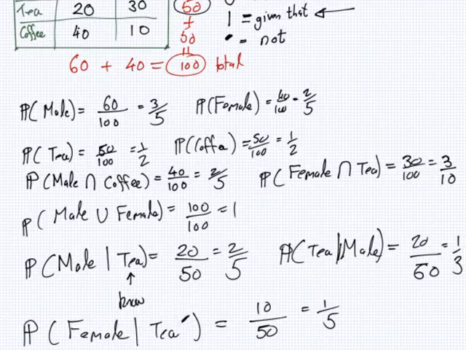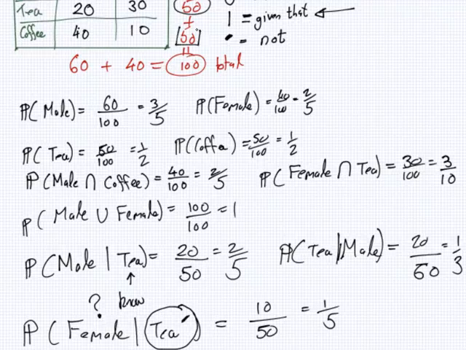But why is it out of 50? You're looking at the non-tea drinkers. Female, non-tea. This is given that, so this is the group you're looking at. You want the probability that there'll be a female picked from that group. The non-tea drinkers are the coffee drinkers, which is 50. You're picking at random from this group. What's the chance that you'll get a woman from this group?